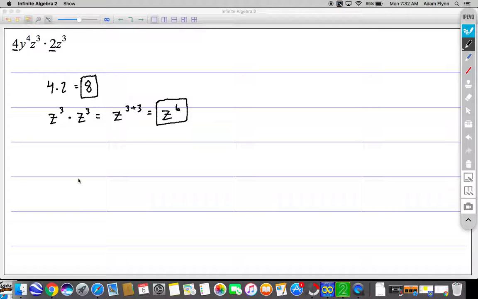Okay, so done with my numbers, done with my z's, and then I've got this lonely y to the 4th. Since that is the only term that has a base of y, I know I don't need to multiply it by anything. So y to the 4th will also be a part of my final answer. So we get 8 y to the 4th z to the 6th.